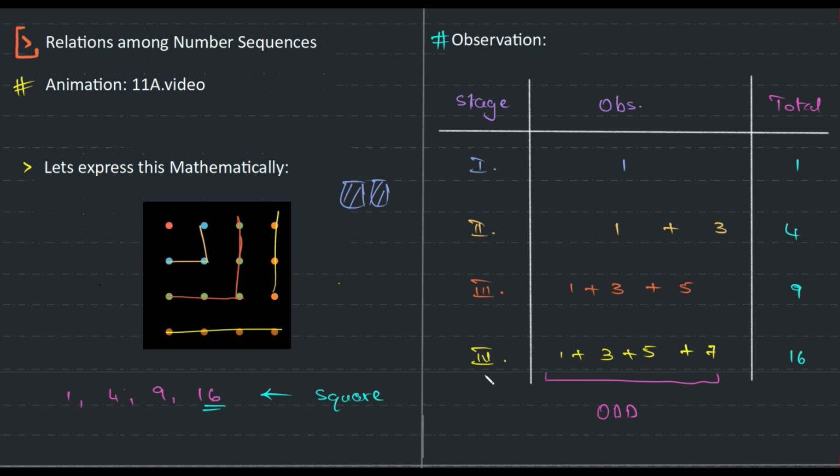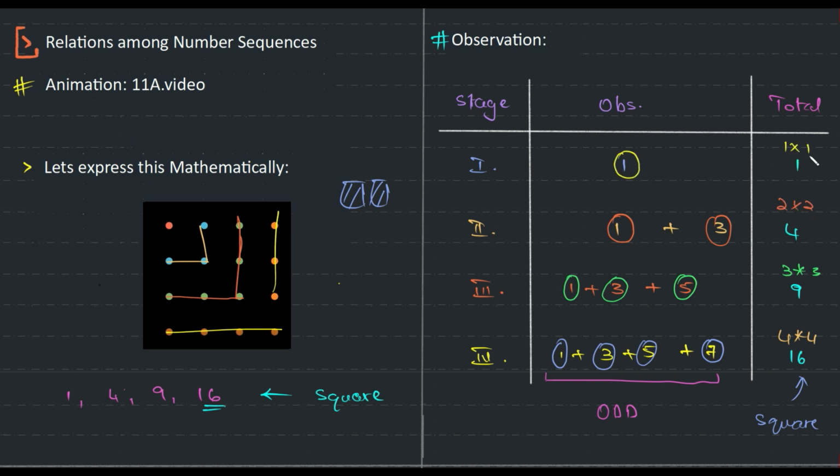So what I'm looking at is that when we take odd numbers starting from 1 and keep adding, it adds up to square numbers. There is 1, 2, 3, 4, and this is nothing but 4 into 4. Here there is 1, 2, 3, and this is 3 into 3. And here this is 1 and 2, and this is 2 into 2. And this is just 1, and so 1 into 1.